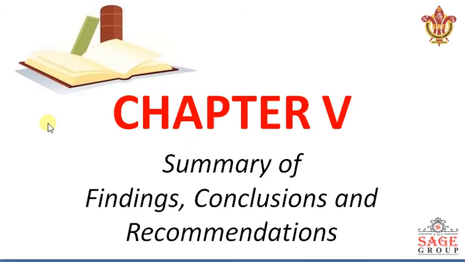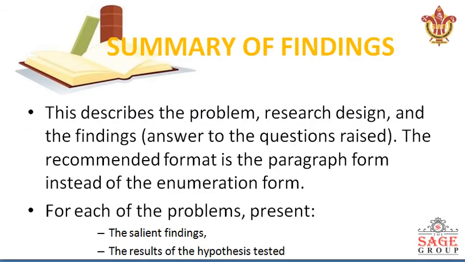Next one is the summary of findings. So we have obtained the results, and we got to know that these were our results. This describes the problem, research design, and the findings. The objectives which we focused on in chapter 1 now have answers. The recommended format is the paragraph form, and for each of the problems, the salient findings and the results of the hypotheses tested have to be included.